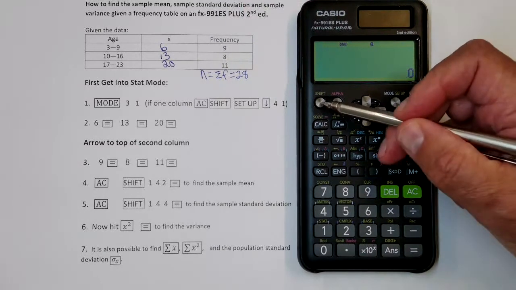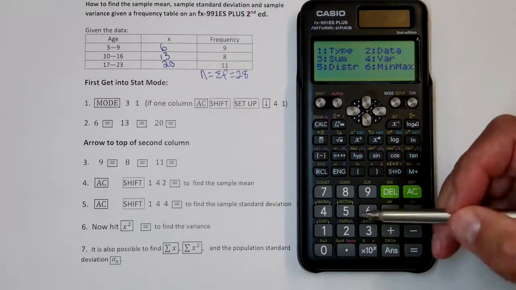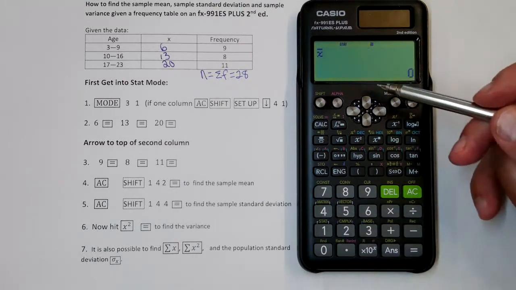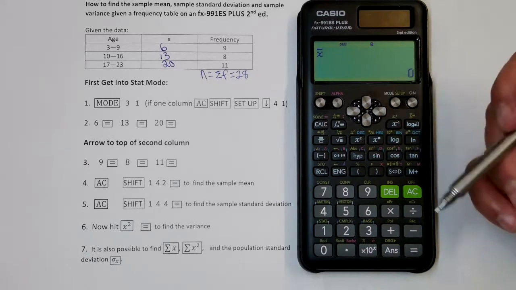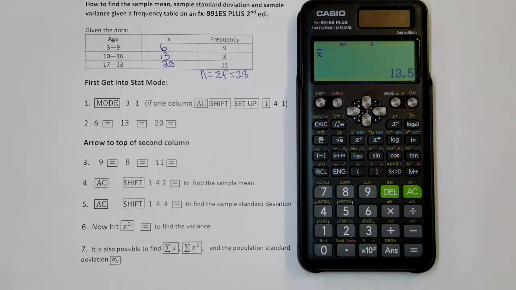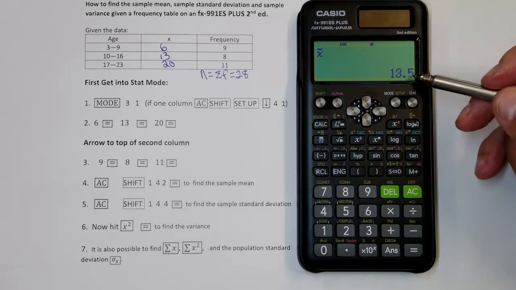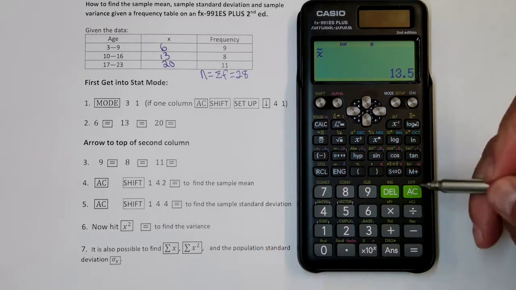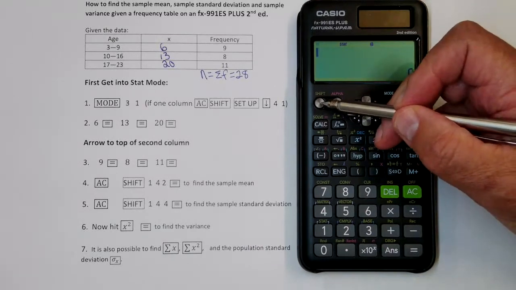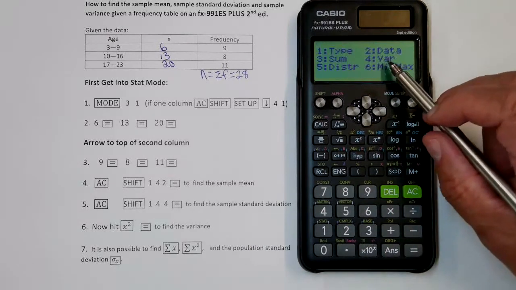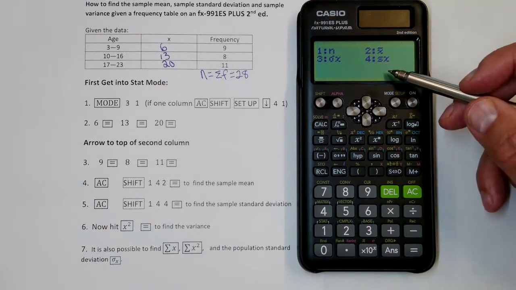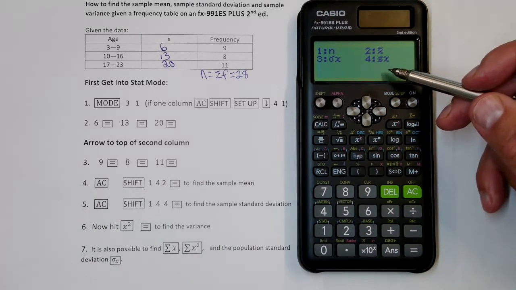Let's clear that. Shift 1 again, number 4. And now number 2 is going to be the x bar, which is the sample mean, equals 13.5. The sample mean is 13.5. What about the sample standard deviation? I'll clear this. Shift 1 and number 4 is variables. And s of x is your sample standard deviation.